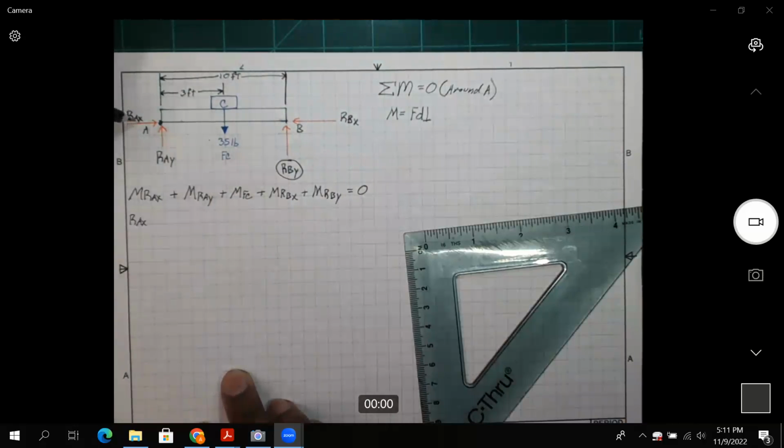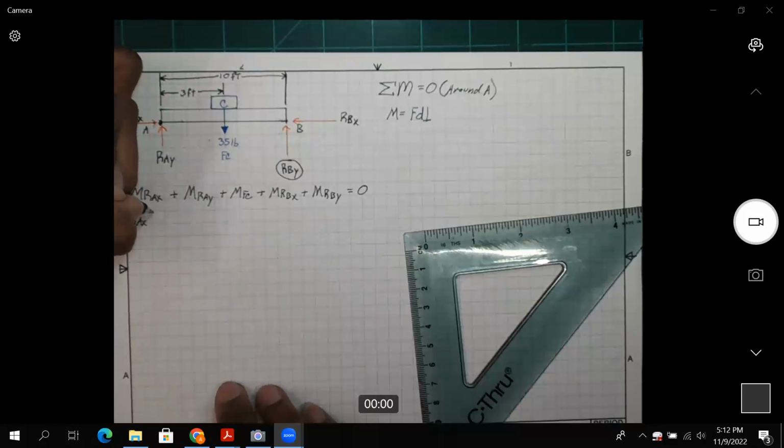Okay, we don't know the magnitude of this force, but what is the perpendicular distance of RAX from joint A? Okay, absolutely. The perpendicular distance is 0.